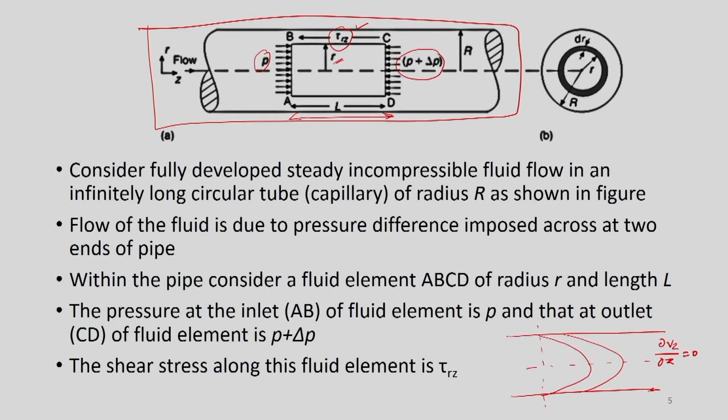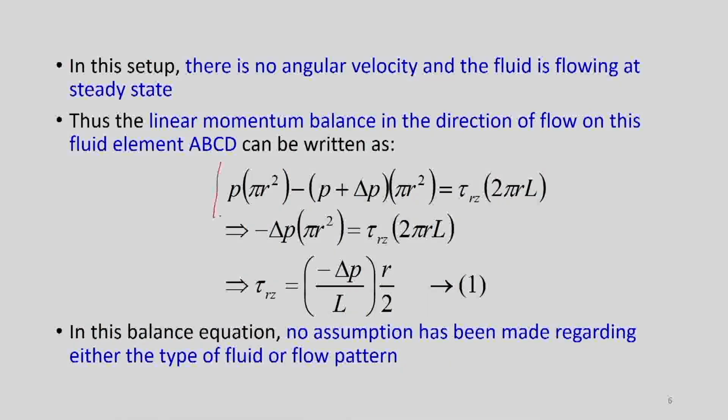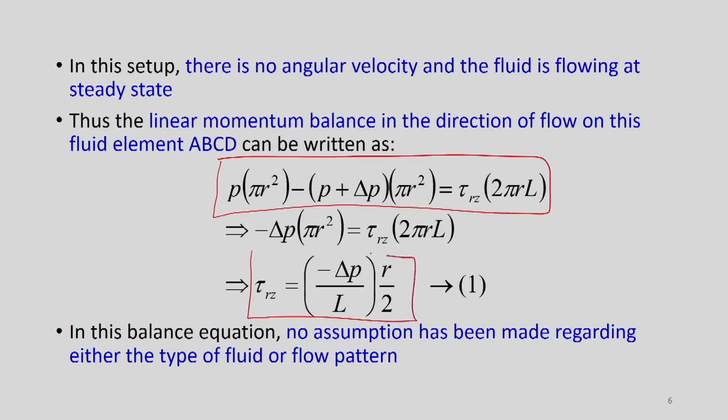So, how can we write the balance? We can write P times pi r squared minus (P plus delta P) times pi r squared equals tau r z multiplied by 2 pi r L. From this balance equation, if we do the simplification, we get tau r z equals minus delta P by L times r by 2.